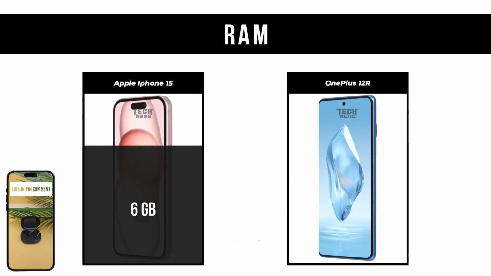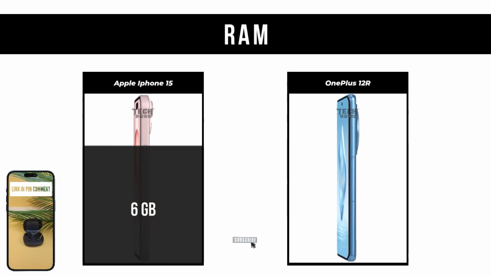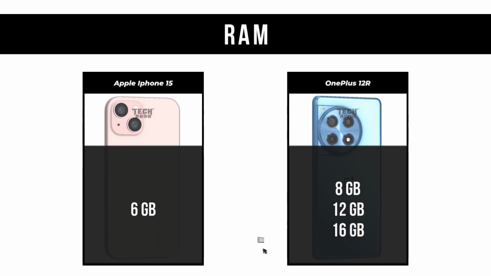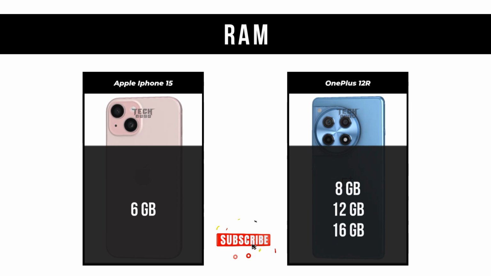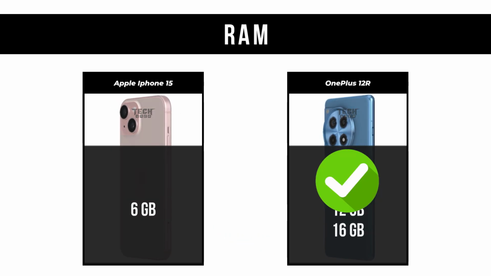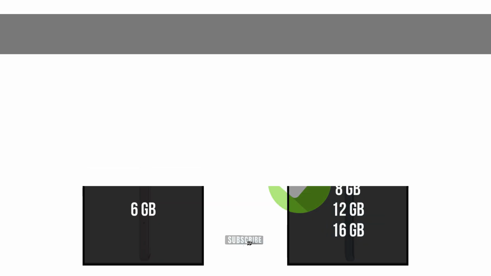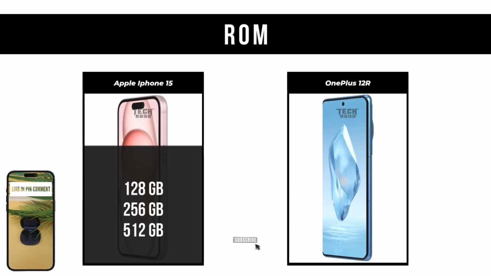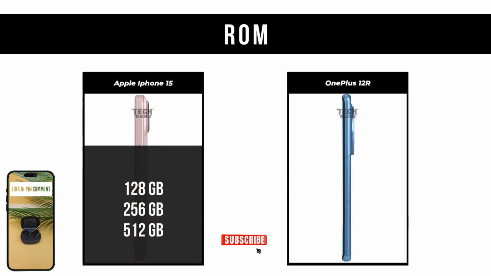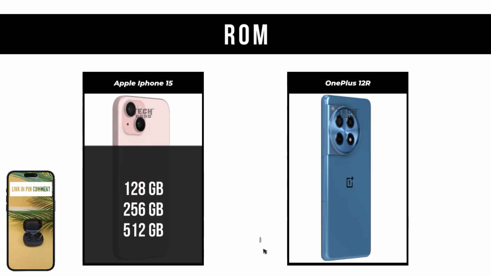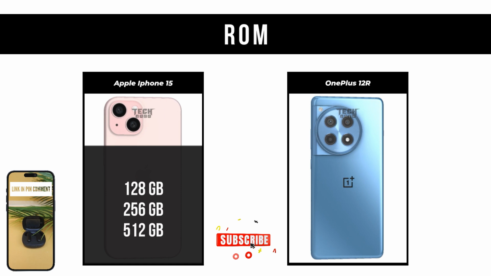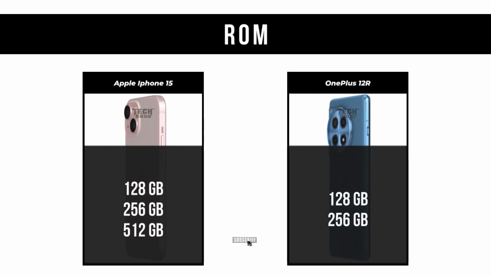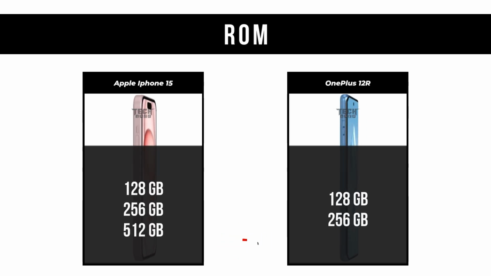RAM. Apple iPhone 15 is 6 GB. OnePlus 12R is 8 GB, 12 GB, and 16 GB. ROM. Apple iPhone 15 is 128 GB, 256 GB, and 512 GB. OnePlus 12R is 128 GB and 256 GB.